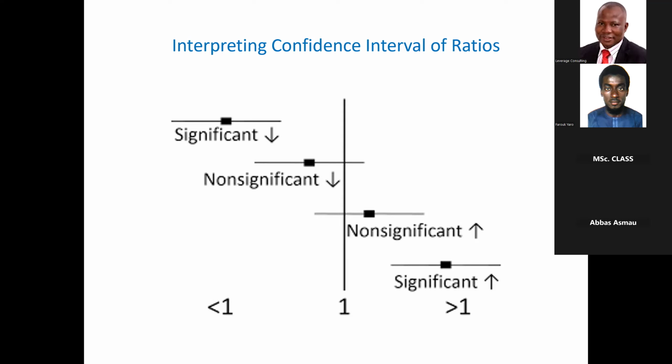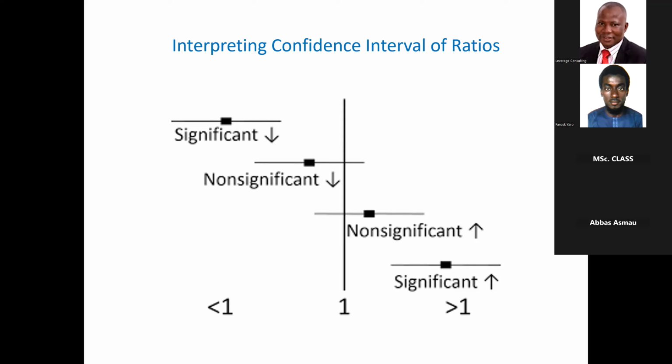Yes, I understand now. But if it is greater than 1, and the whole range of values does not cross 1, it means that the people that are smoking are more likely to have lung cancer. So when the relative risk or odds ratio is less than 1, it means that the particular exposure you are talking about is protective.